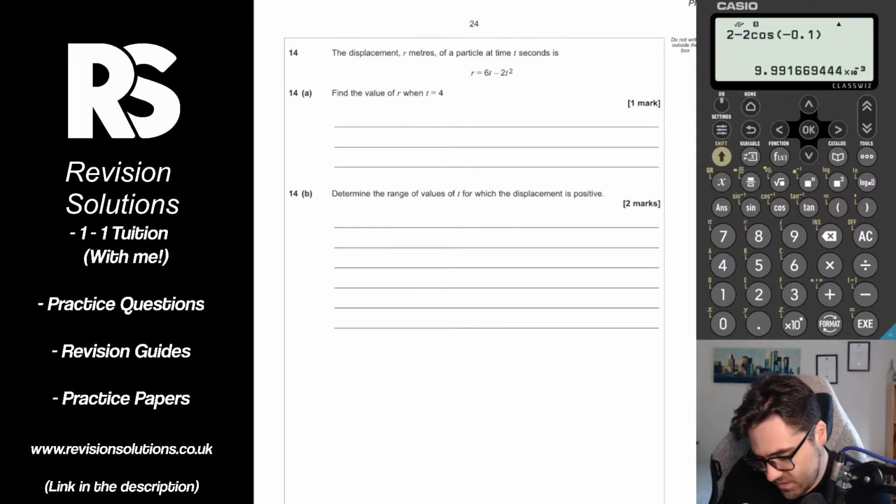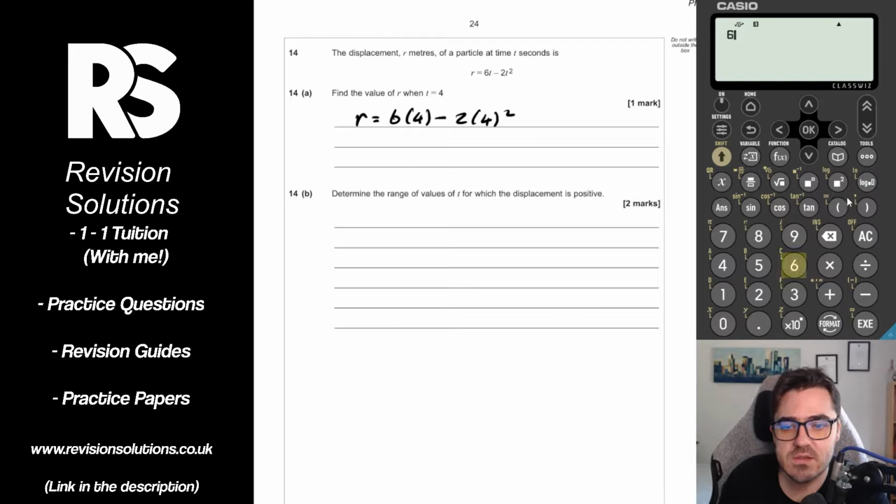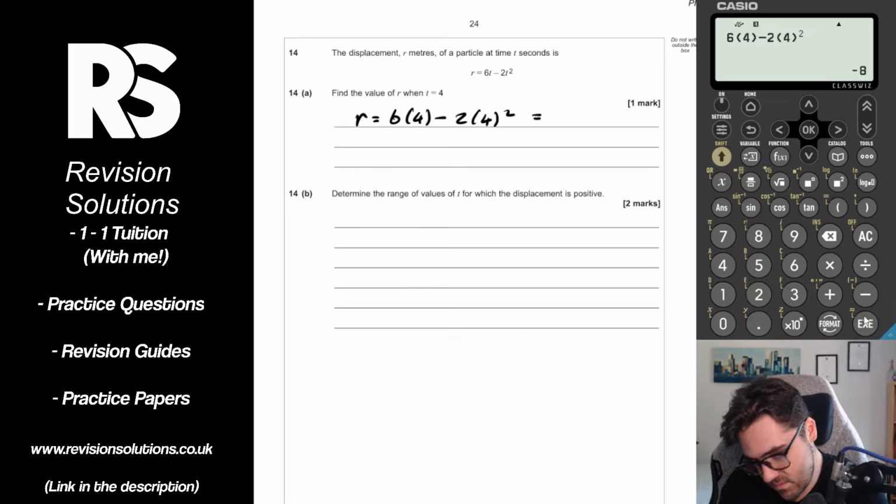Carry on to question 14. It says the displacement r meters of a particle at time t seconds is r equals 6t minus 2t squared. Part A just says, can we find the value of r when t equals 4? So simply plug in t equals 4. So r would be 6 lots of 4 minus 2 lots of 4 squared. So using our calculator for that, 6 lots of 4 minus 2 lots of 4 squared is minus 8 meters.